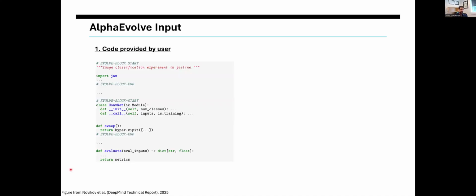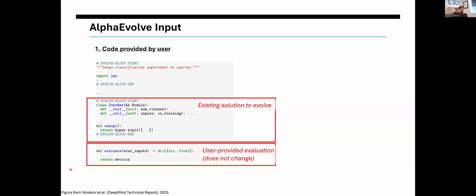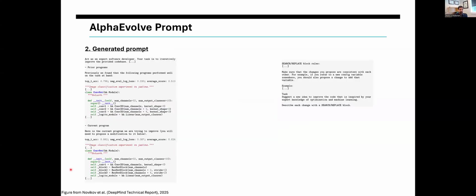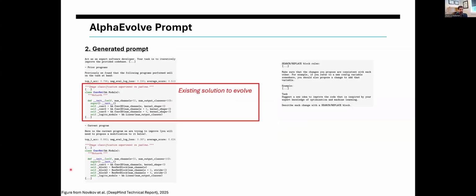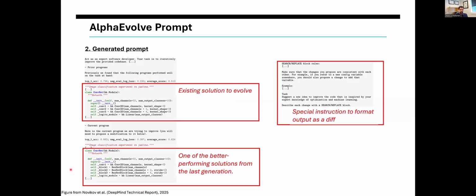So let's look at some examples. Here is an example of some code input. This is what the user would provide. So here's the existing solution to evolve. And then here the evaluation function provided as a function in Python. And so here's what a generated prompt looks like. It includes the existing solution to evolve in the prompt. And then it might grab one of the better performing solutions from the last generation. That's kind of how the crossover works here. We also have some special additional instructions on how to format the output. In particular, those of you who've done a lot of software development work will find this familiar, seeing output as a diff.